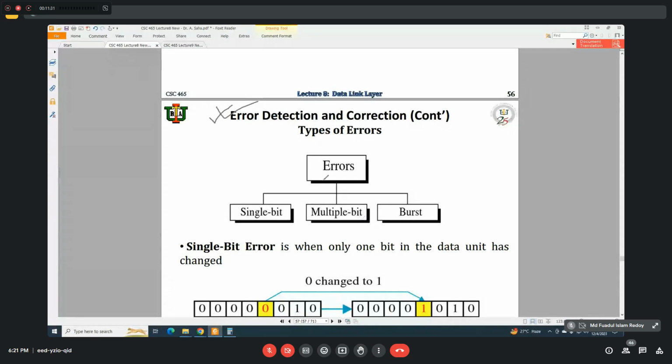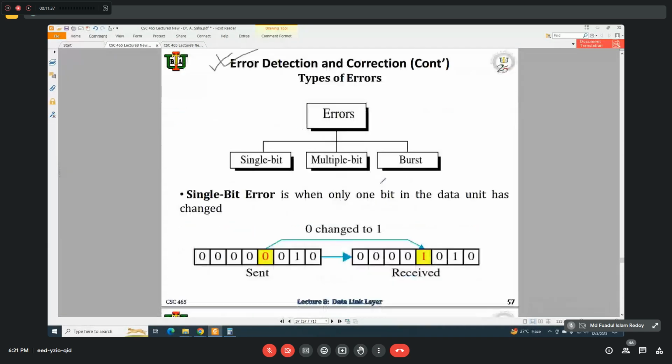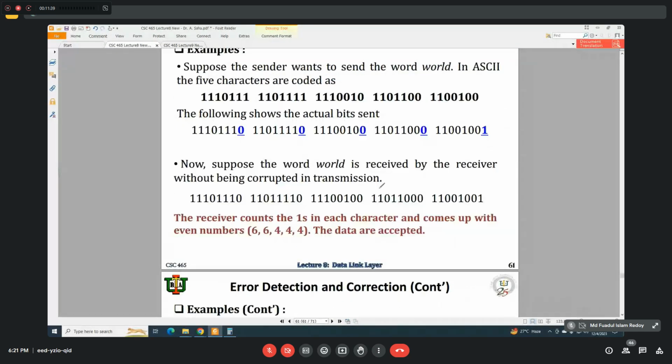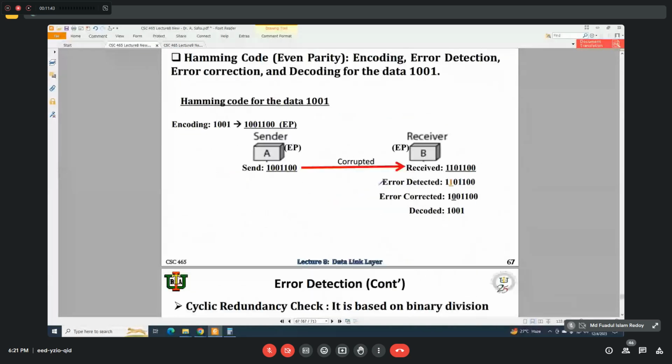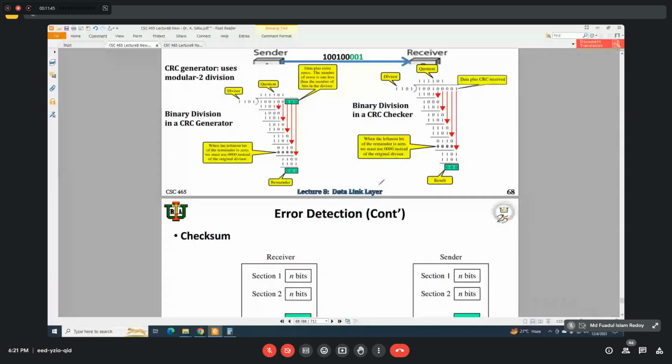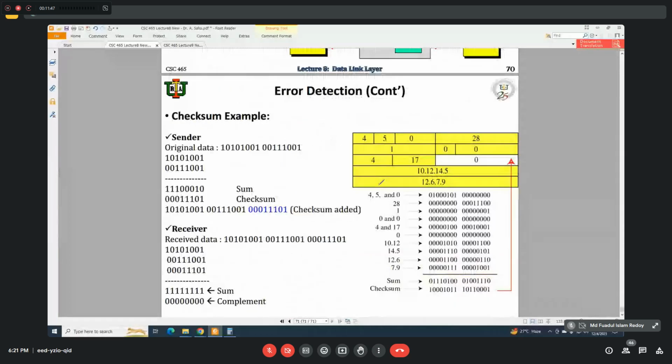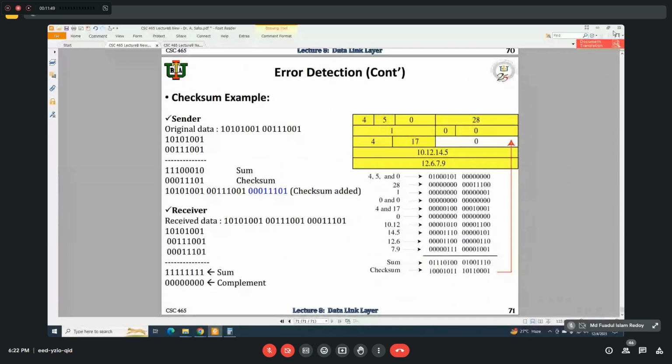All right, so I think you are clear now that error detection and correction, we have studied everything from here on. Okay, so the CRC, then the Hamming code, right? Yes sir. So you have studied all of them. Okay, so now we can move to lecture number 9.